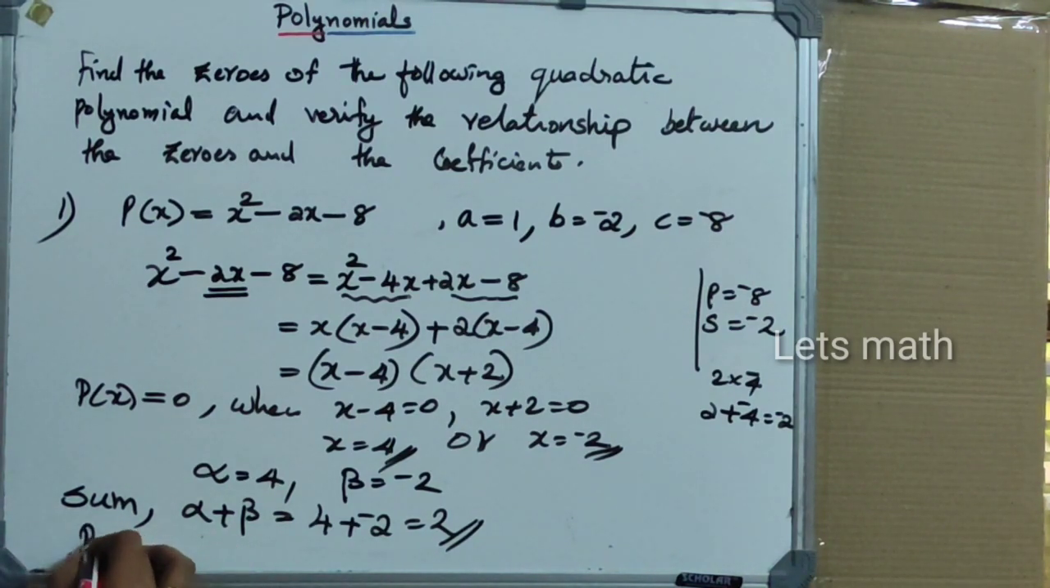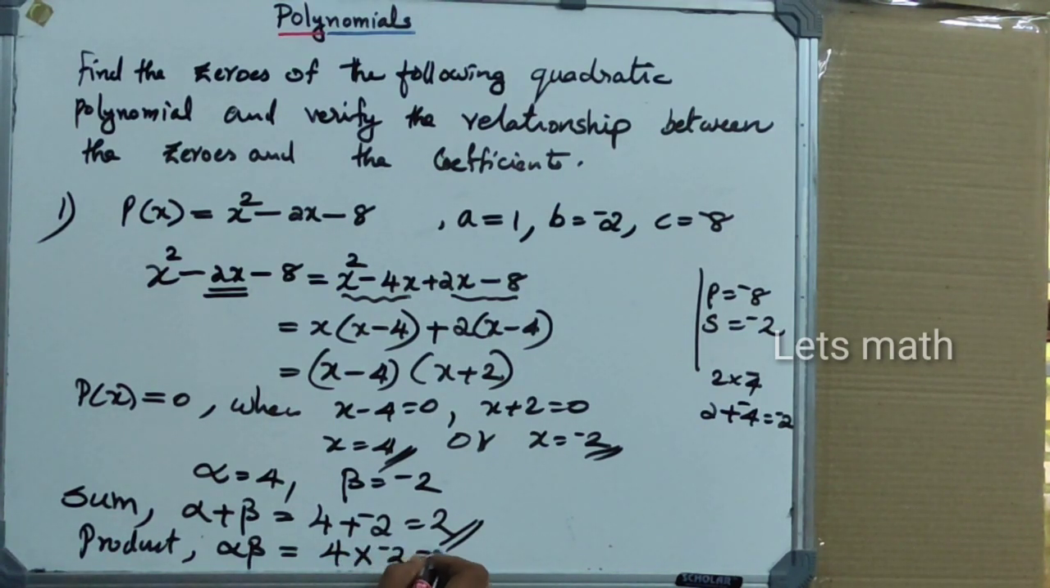And what is the product? The product is alpha beta. Alpha beta means alpha into beta. So that is equal to minus 8.